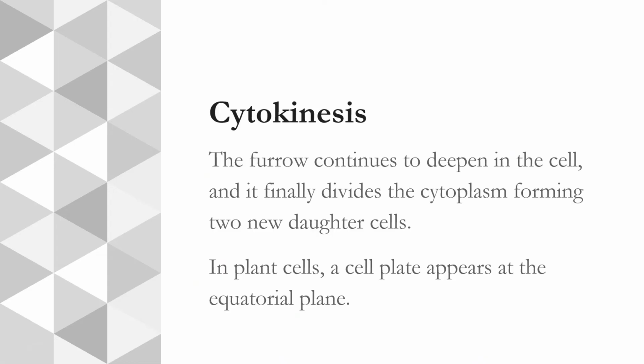Cytokinesis. The furrow developed during karyokinesis continues to deepen in the cell and finally divides the cytoplasm, forming two daughter cells. In plant cells, instead of a furrow, a cell plate appears at the equatorial plane.